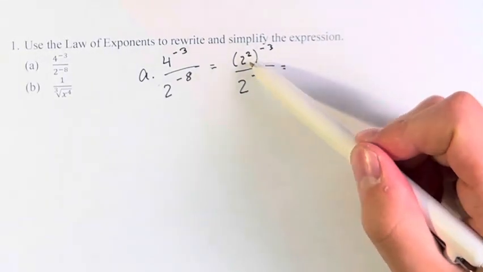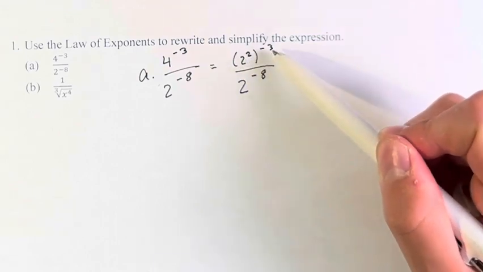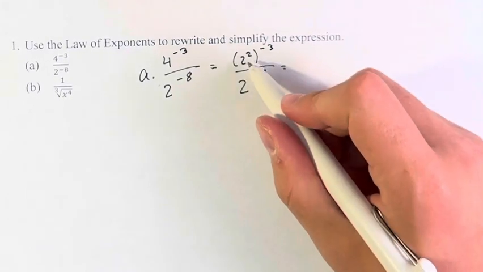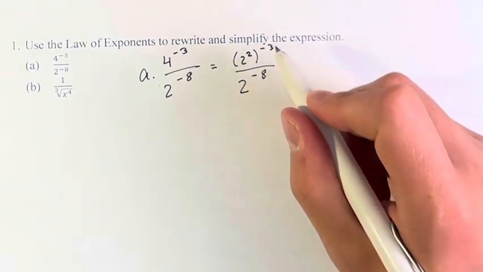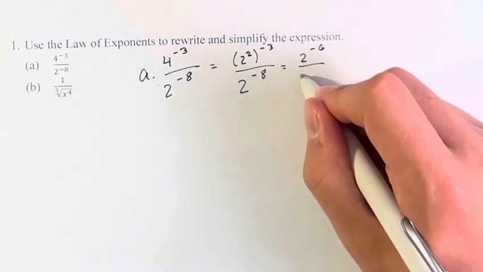Our next step, if you have one power to the next, so you have 2 to the second power, to the negative third power, you can multiply those two powers. So this is 2 to the 2 times negative 3, so 2 to the negative 6. This is over 2 to the negative 8.